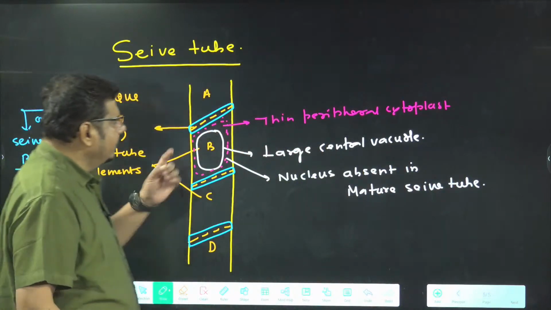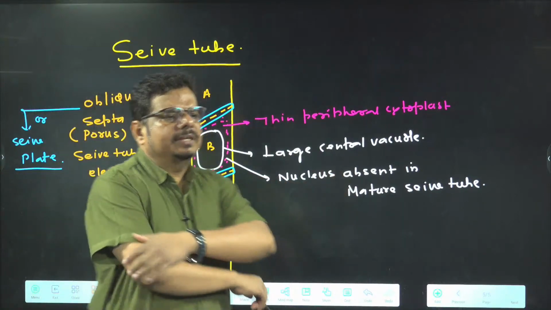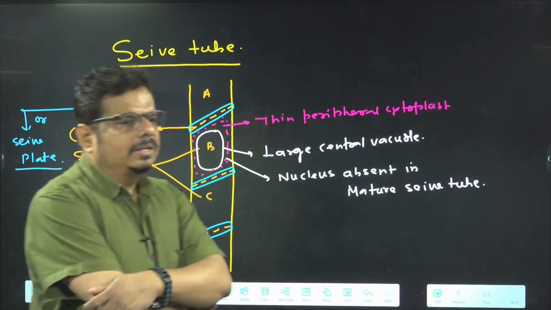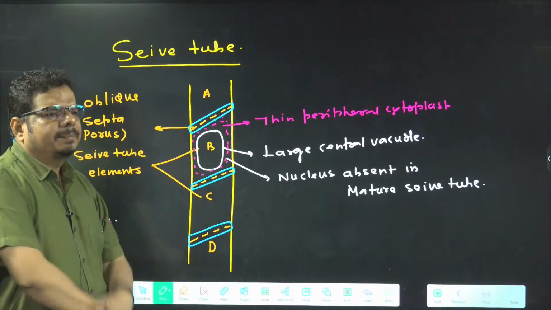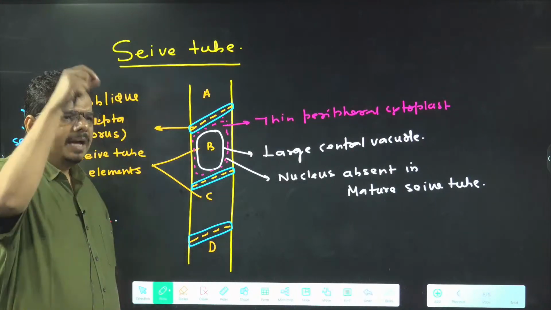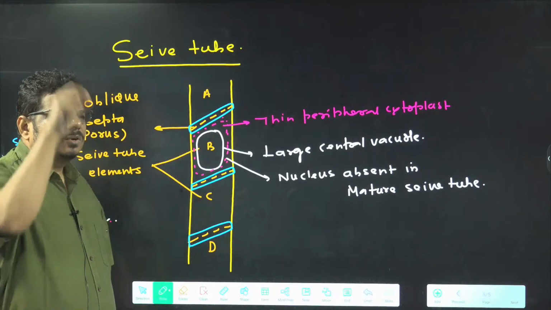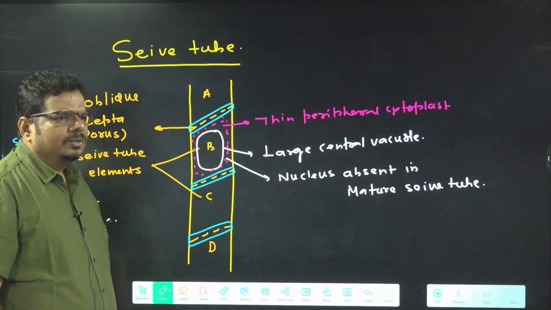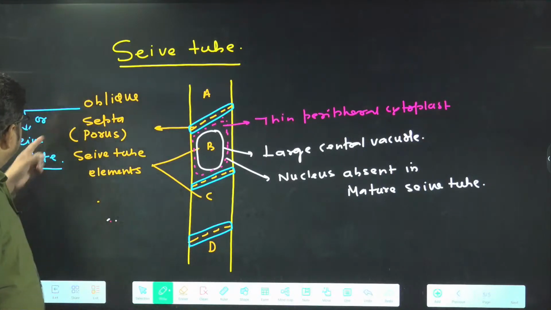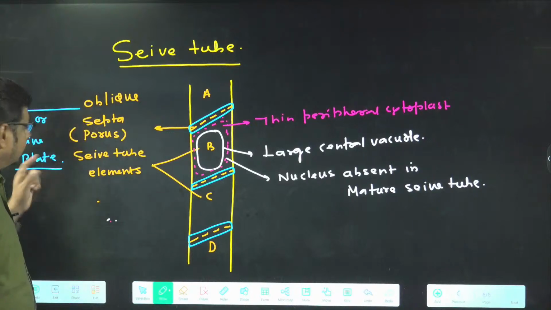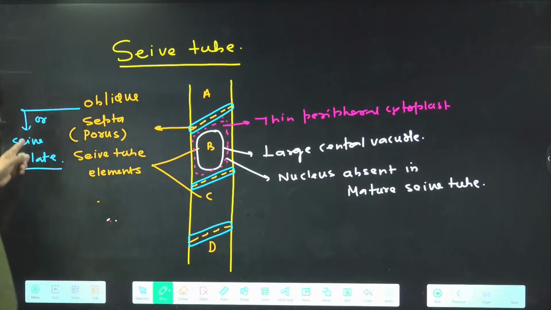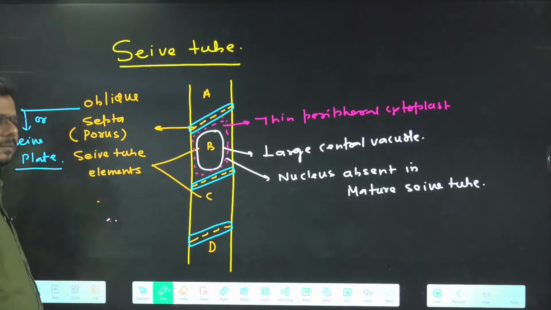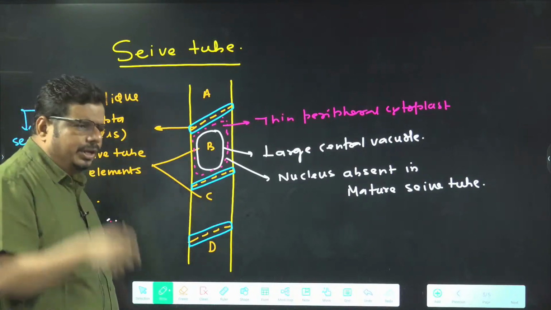So what you are finding here, nucleus is not there. It lacks nucleus. Very good. Getting the idea? So what we find here, oblique septa is there. Septa have pore. That is called sieve. Getting the things or not? And these oblique septa are also called sieve plate. Right. These sieve plates are what? Septa with perforation, with pore, with sieve.